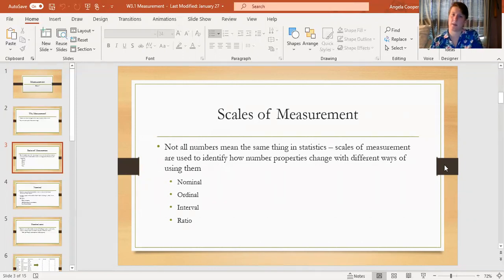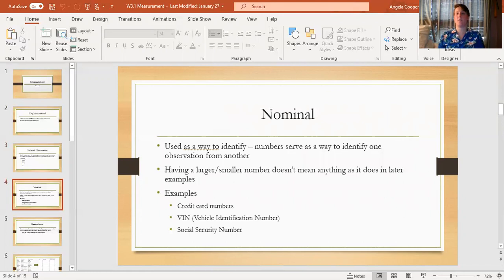So first we have nominal. This is used as a way to identify. If we use numbers with a nominal scale of measurement, it is more so using numbers to identify something as opposed to giving it a specific value, and that value meaning something. So having a larger or smaller number doesn't make any difference in terms of identification.